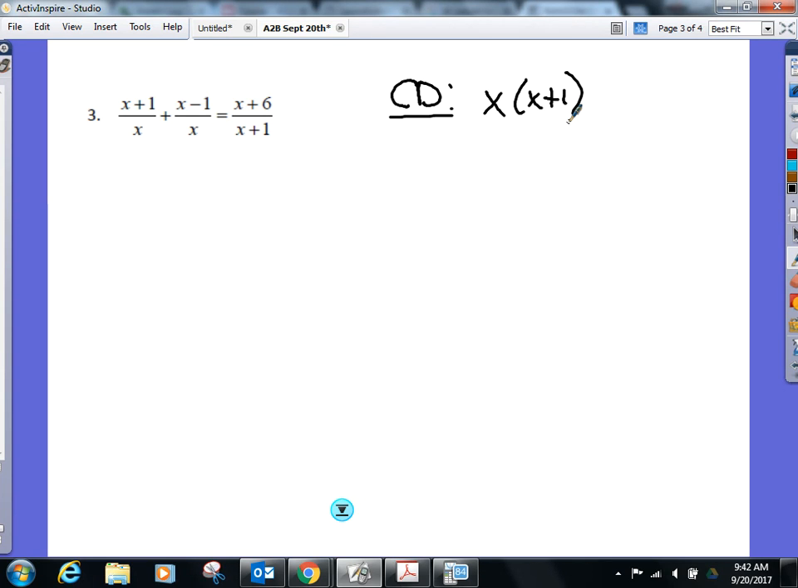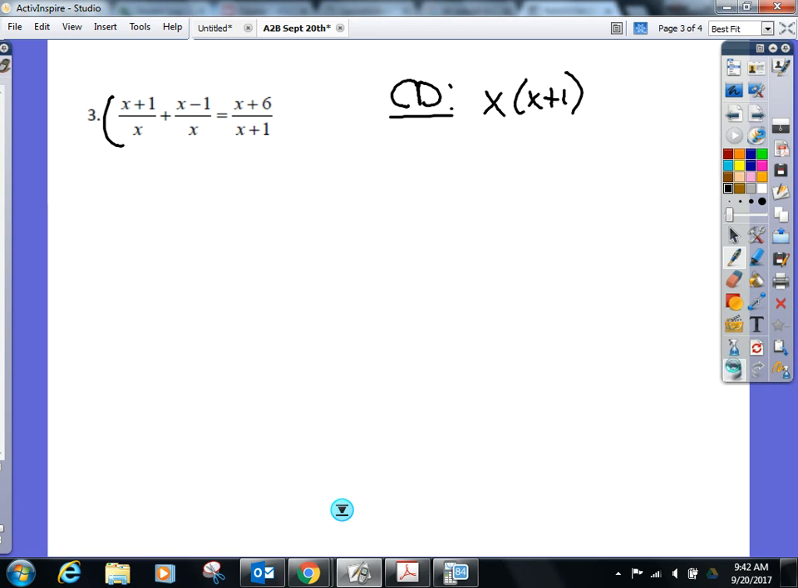Please, questions on that? I'll give it away because I know there's still 3 people that haven't taken it, but that was an issue yesterday when you took the quiz. That was the common denominator. All right? So here we go. Let's multiply everything by x times x plus 1.